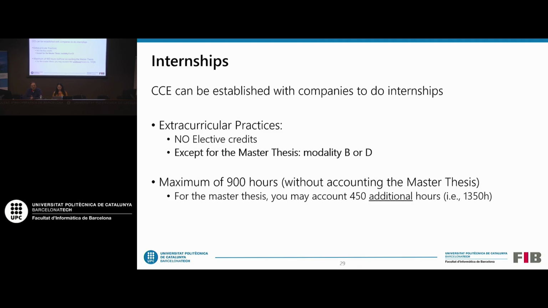So internships are a way that students find pretty appealing to start doing internships in the data science scenario in a way that is controlled, because you are supported by the faculty, you get paid. So this is quite a trendy way to do internships.